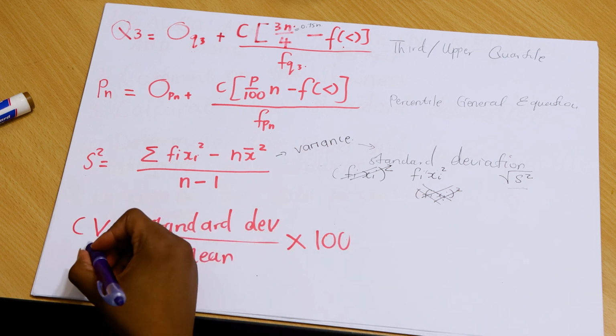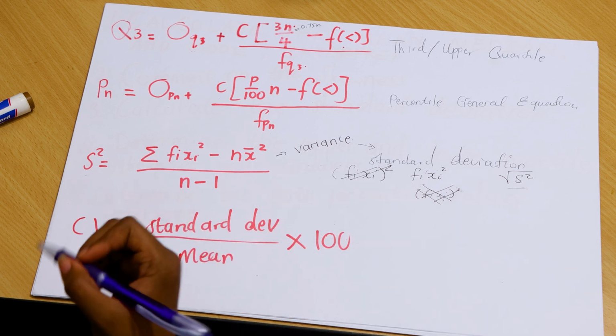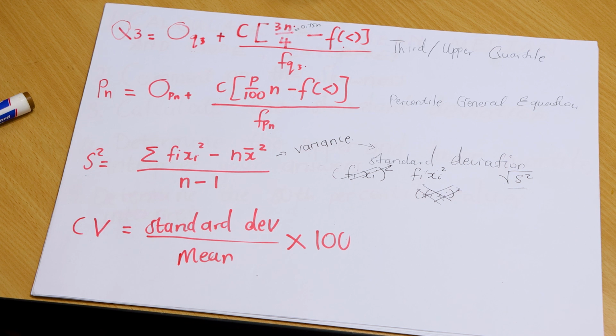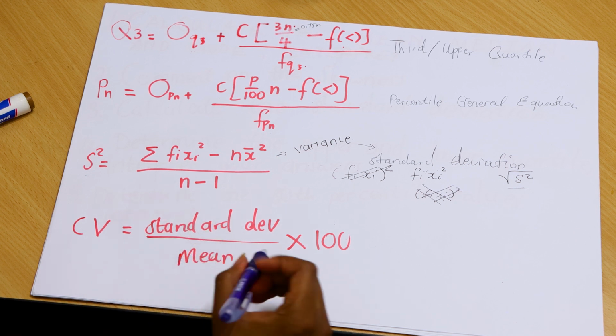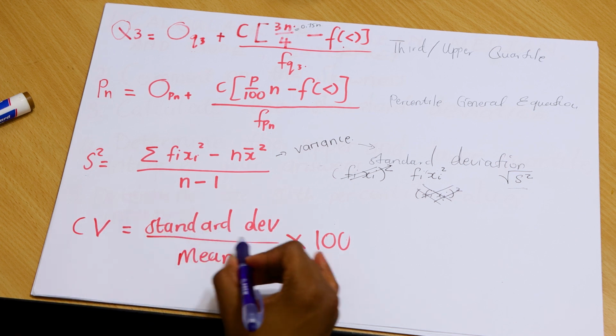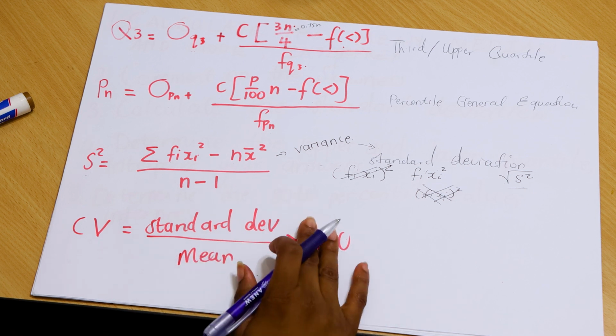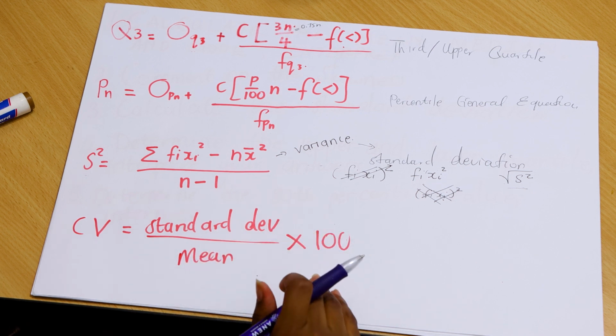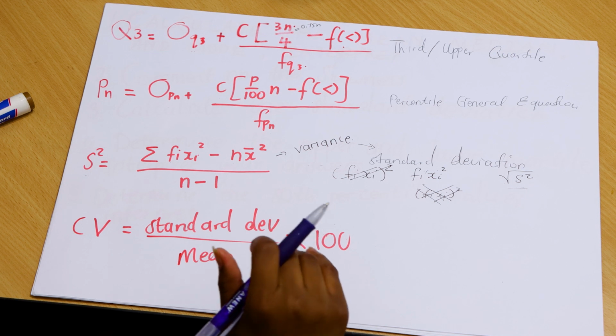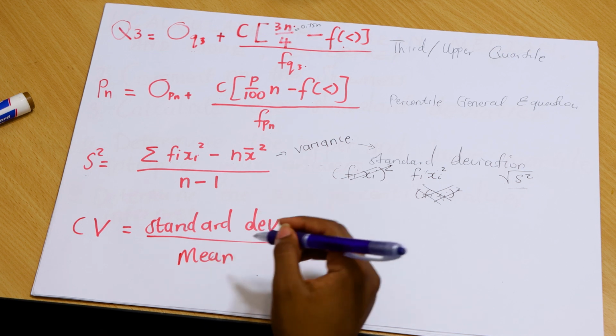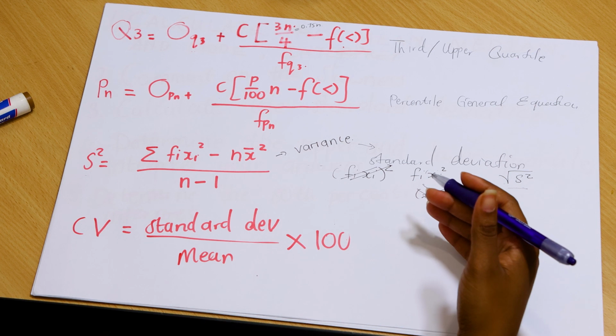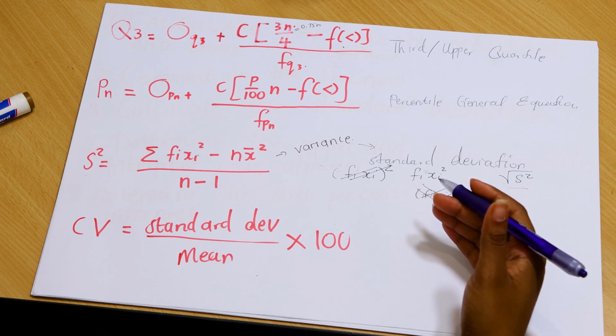Then the next measurement is the coefficient of variation. The coefficient of variation is the standard deviation divided by the mean multiplied by 100. So usually when they ask you for the coefficient of variation, you have to carry on with the answers you got before. Otherwise, it shows that you're confused and you would lose marks.